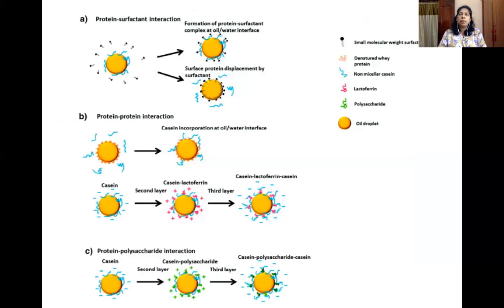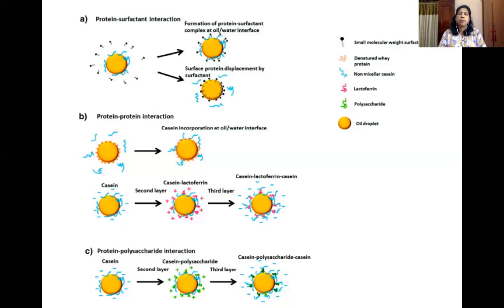Now in this picture you can see protein-surfactant interaction, and how proteins and surfactants work. You can see the formation of a protein-surfactant complex at the oil-water interface. The blue color one is non-micelle caseins, and the yellow one is the oil droplets. In the lower picture you can even see polysaccharides, but before we come to that, let's see the top picture, with smaller molecules and surfactants making an interface.